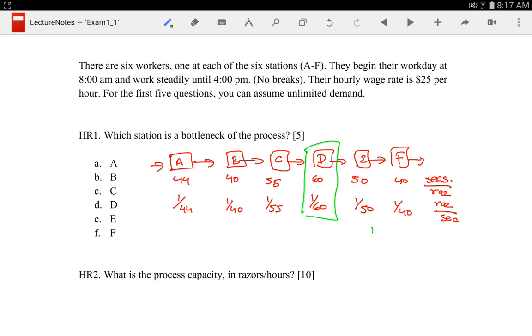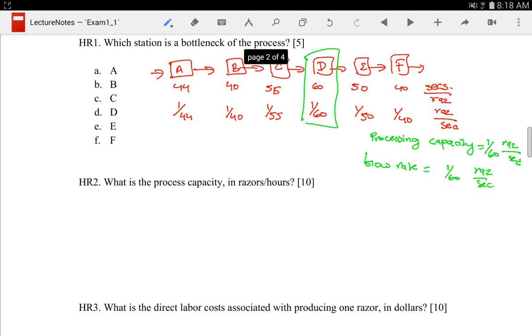When we know that is our bottleneck, we can write that the capacity of the process is given by the capacity of the bottleneck, which is 1 over 60 razors per second. Given that the demand is unlimited, the flow rate, which is the minimum of processing capacity and demand, is also 1 over 60 razor per second. Now we are ready to answer any question.